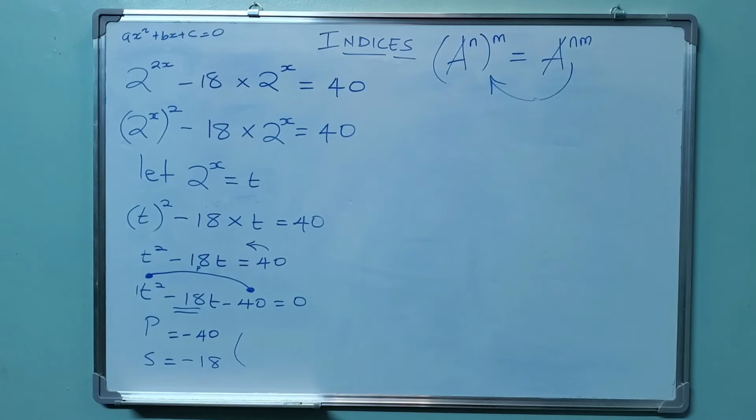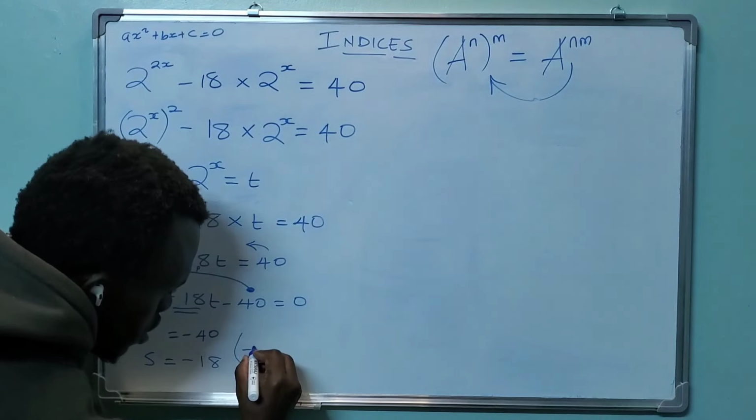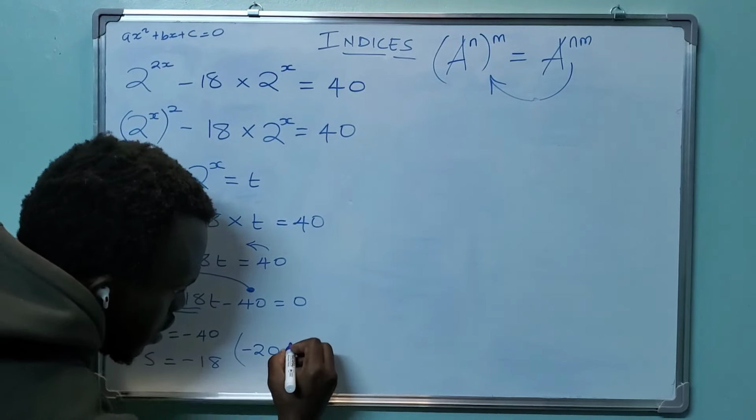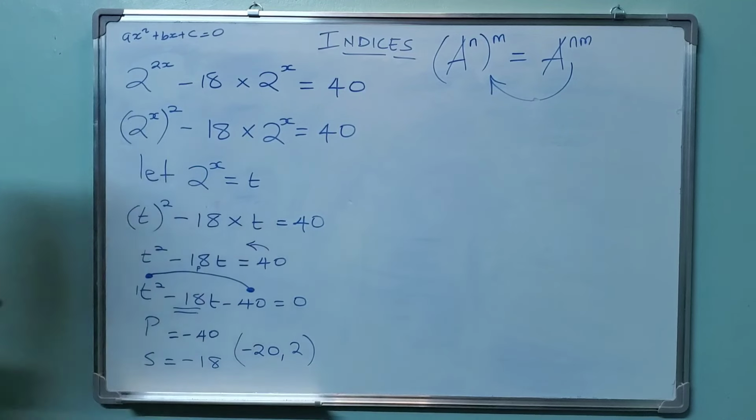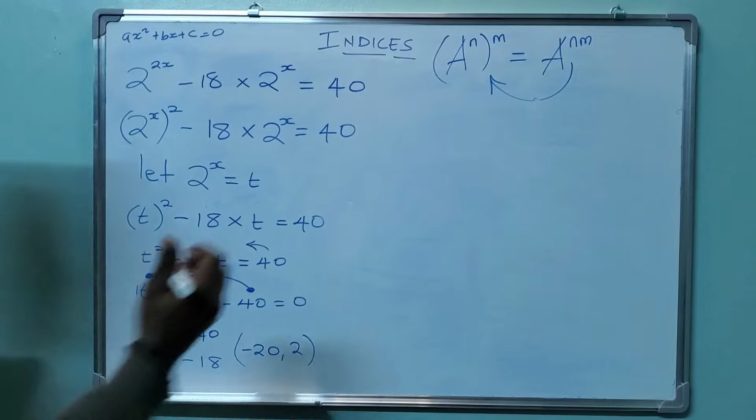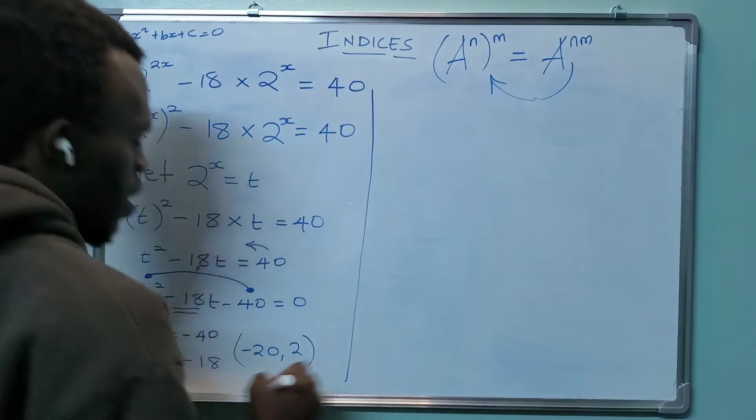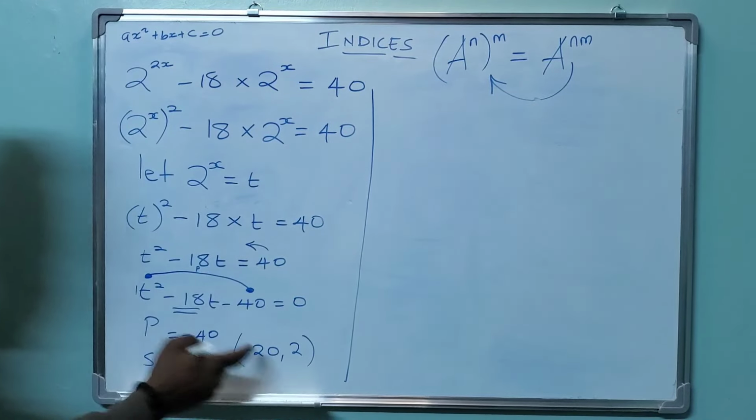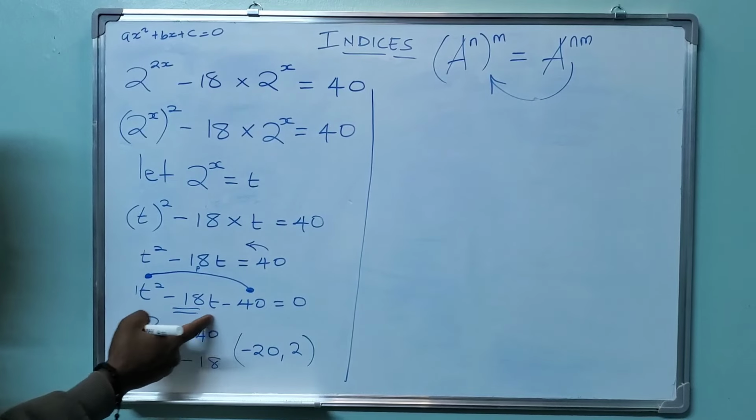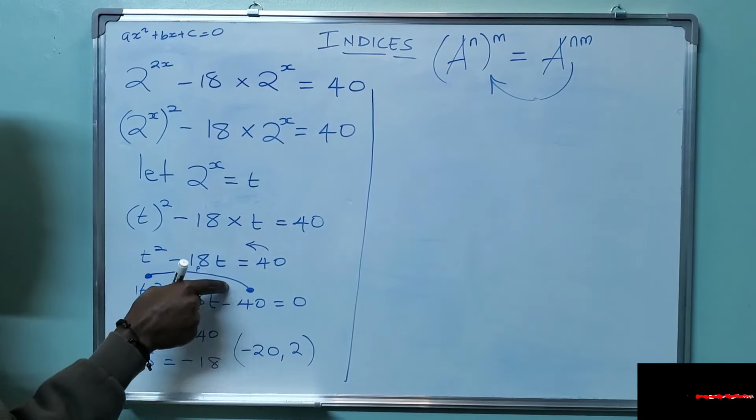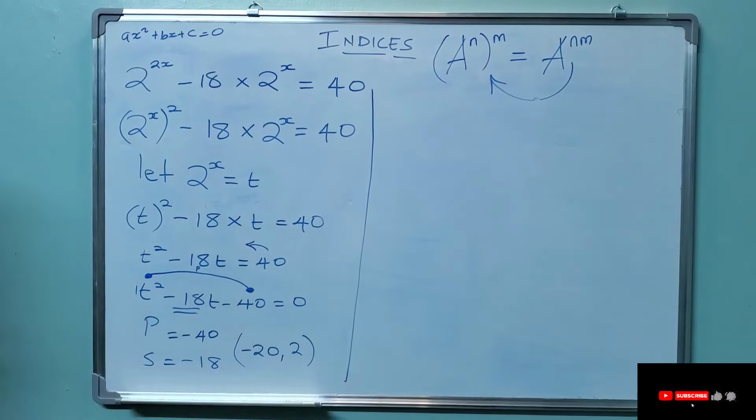That is going to be negative 20 and positive 2. Very good. Negative 20 and positive 2. When I take negative 20 multiplied by 2, I get negative 40. If I take negative 20 plus 2, I get negative 18. So, once I've gotten those two values for the product and the sum, I'm now going to replace the sum, where there was 18t, with those two values there.